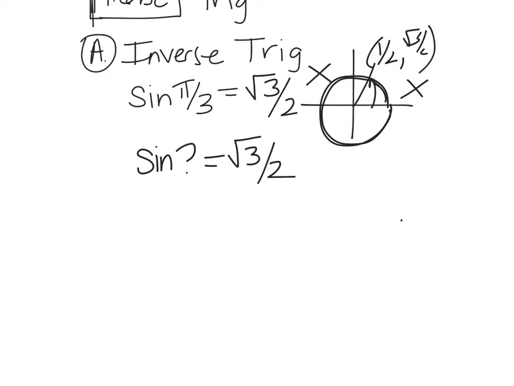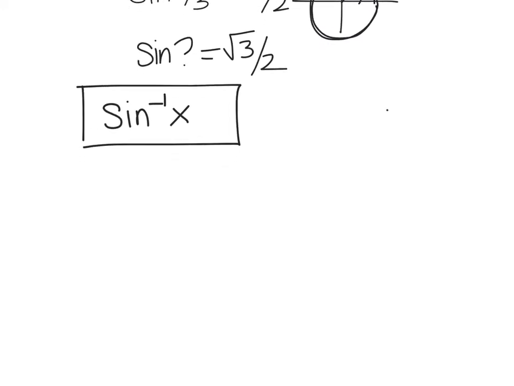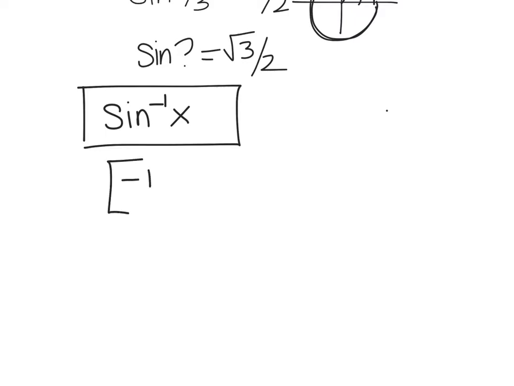Yeah? Okay. So now we have sine inverse, and let me just walk through how you're going to find where your answers come from. Okay? So let's say you have the sine inverse of x. Sine inverse of x. The domain of this, the answers that are going to come out of this are going to be from negative pi over 2 to pi over 2.